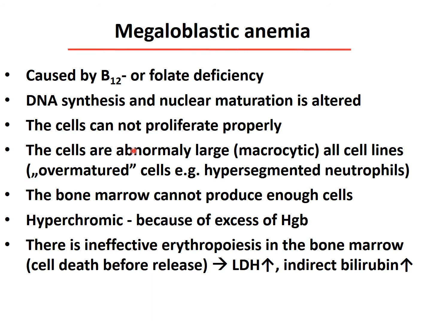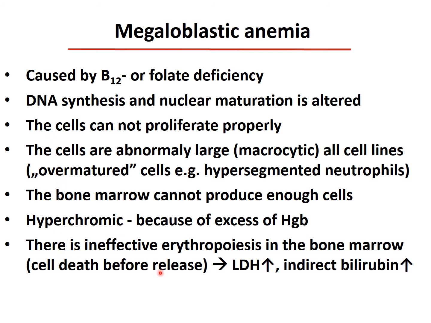So not only the red blood cells are altered, but the white blood cells as well. We do have bigger white blood cells, and usually we have fewer white blood cells. We do have fewer platelets. So mostly a megaloblastic anemia can cause a pancytopenia. And in this case, usually they are going to perform a bone marrow aspiration as well.